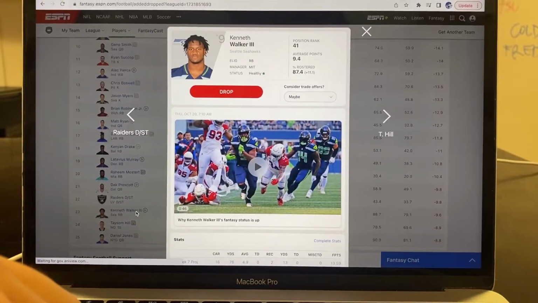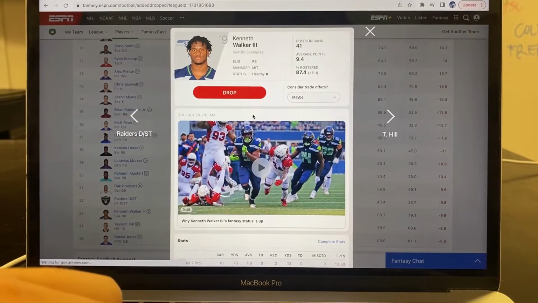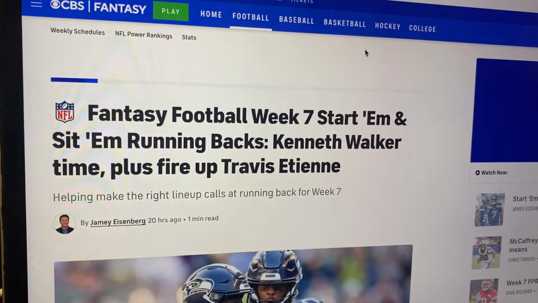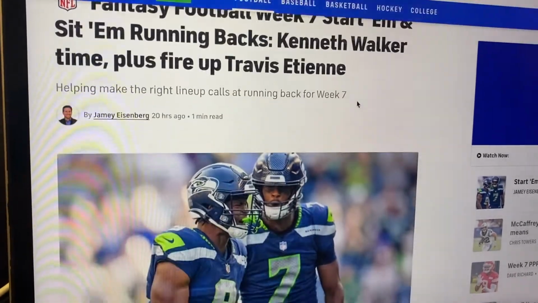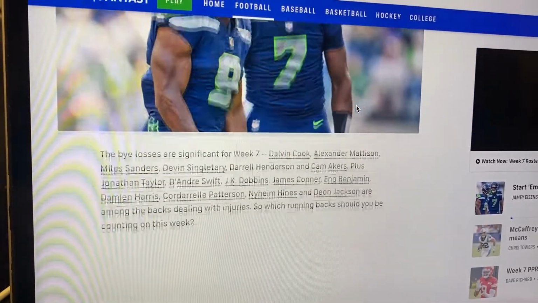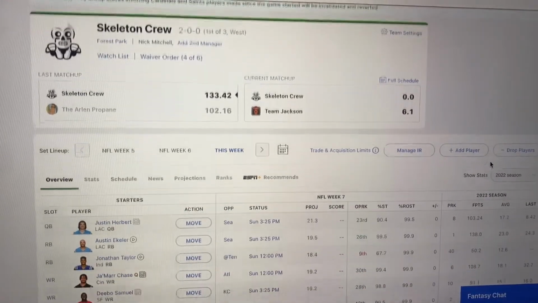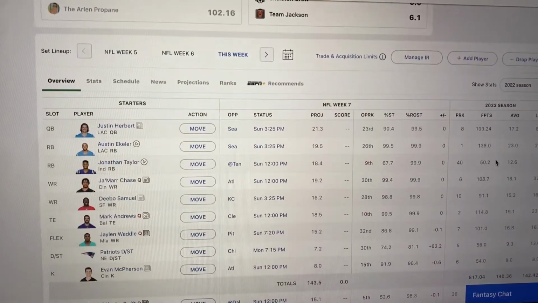For example, I picked up Seattle Seahawks running back Kenneth Walker because the starter Rashad Penny suffered an injury and is now out for the season. Walker is now projected to receive a lot more carries, which will likely translate to more points. Keeping up with the latest injury news and trade news will help you to keep your roster as strong as possible during the season.